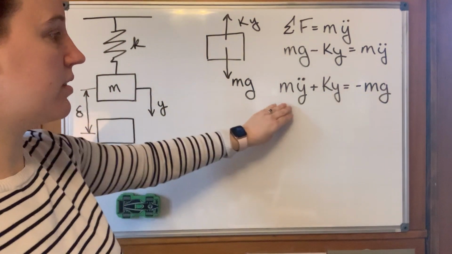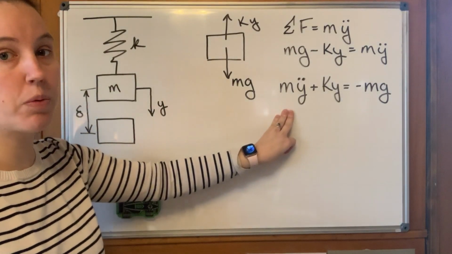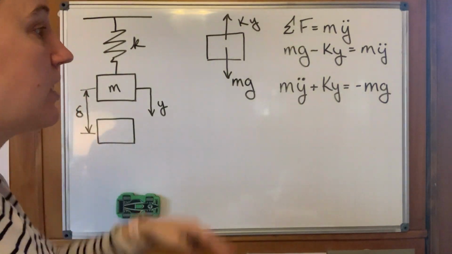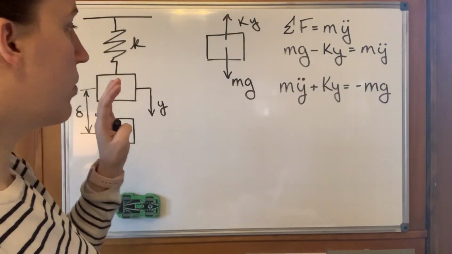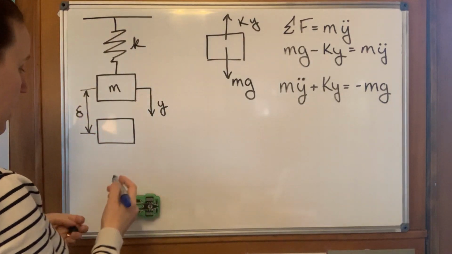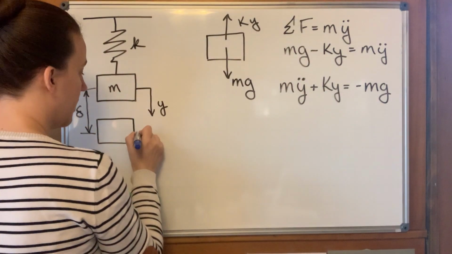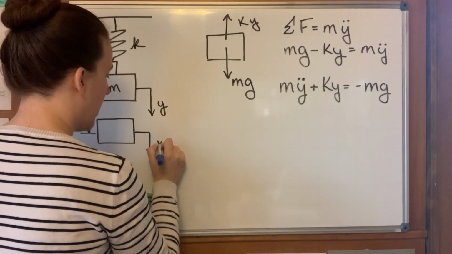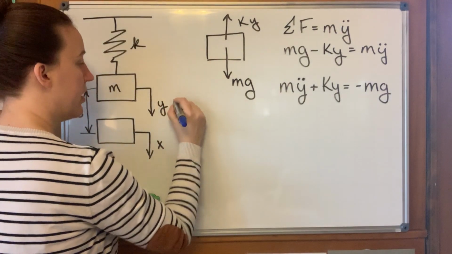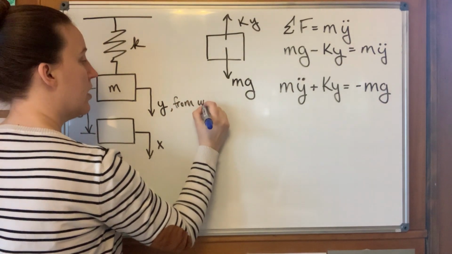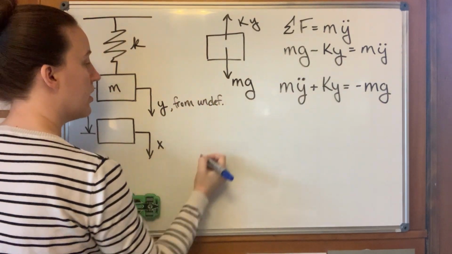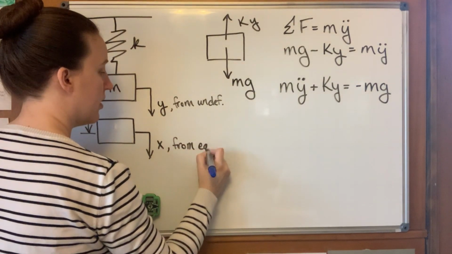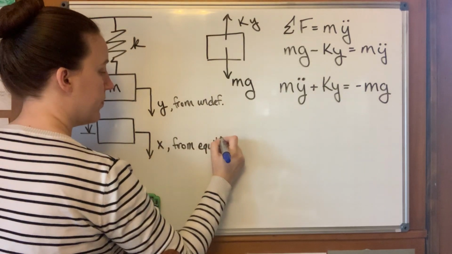All right, but this equation isn't quite the one I showed you that we want, where we want to have 0 here. But we can change it into an equation that does have 0 here by looking at a slightly different variable, let's look at this variable here, x. So y is from undeformed, and x is from equilibrium.